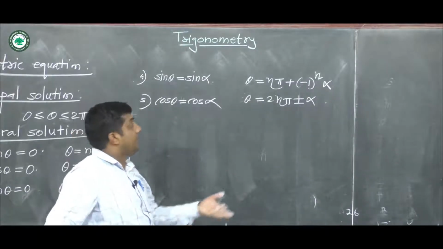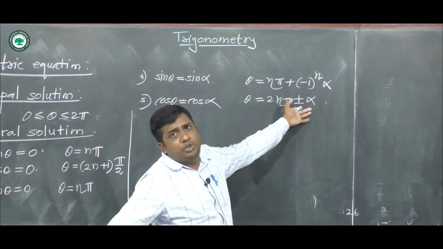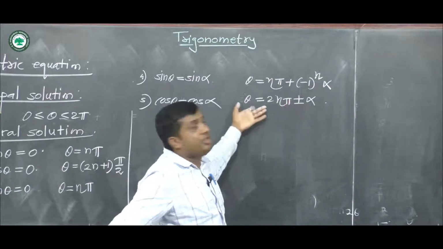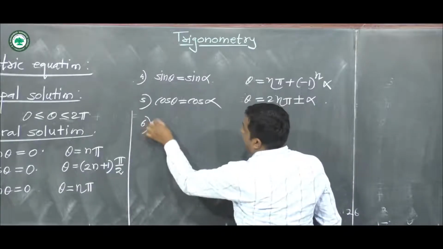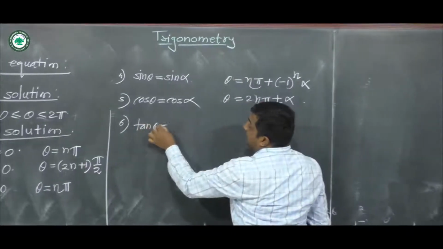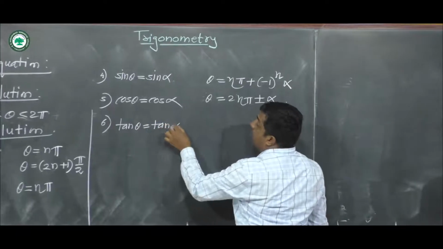Alpha is for principal, or is having principal solution. And using this we find the general solution. Now we go with third one, sixth one. Tan theta is equal to tan alpha.